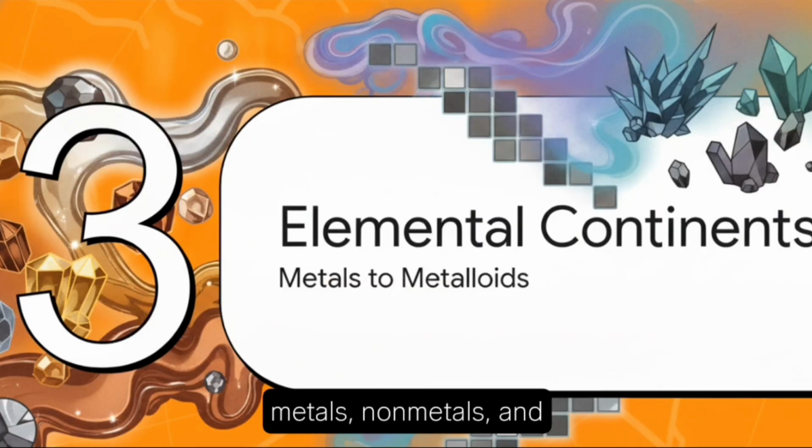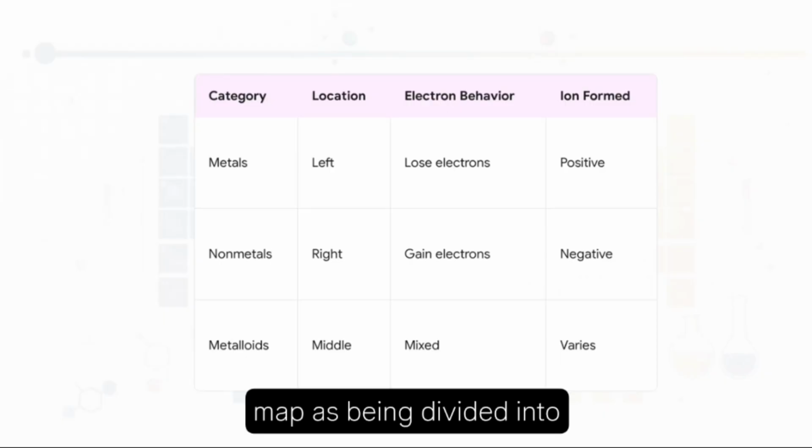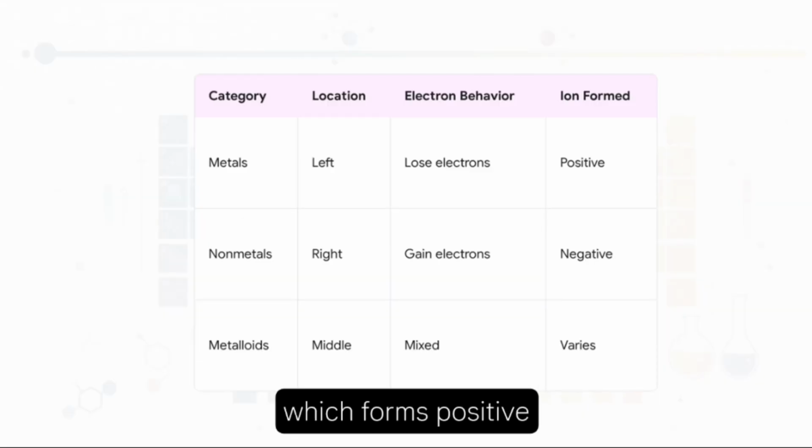Next up, Section 3. Metals, nonmetals, and metalloids, the elemental continents. You can think of the map as being divided into 3 main continents. First, we have the metals. They live over on the left side of the map, and they naturally tend to lose their electrons, which forms positive ions. Then, on the completely opposite side, the far right, we have the nonmetals.